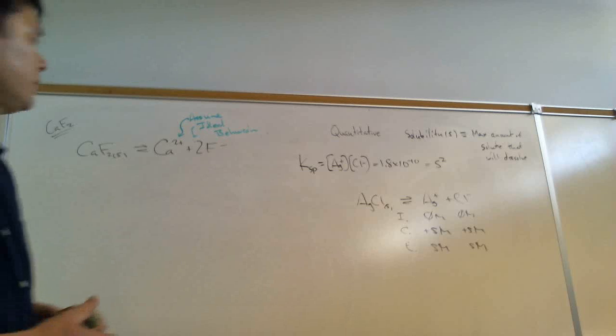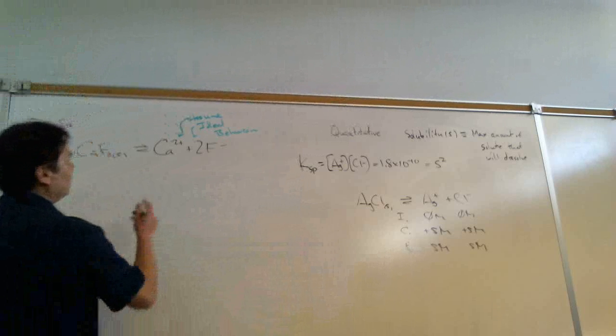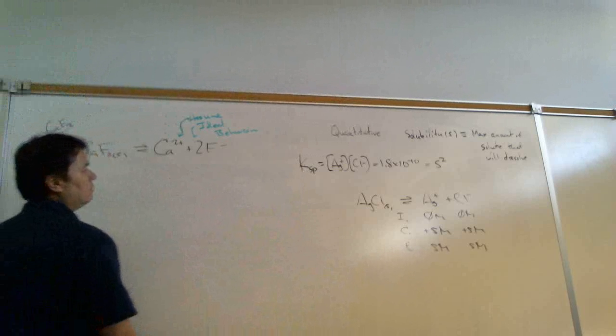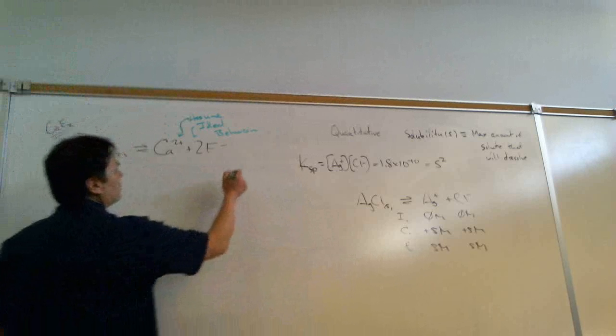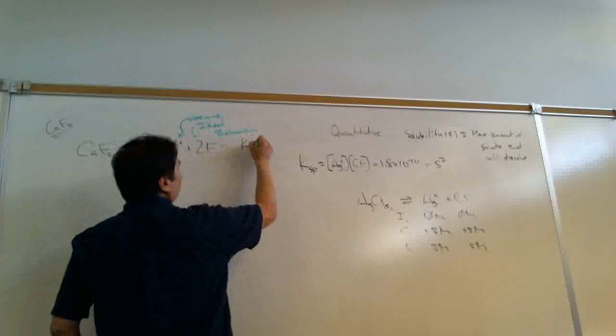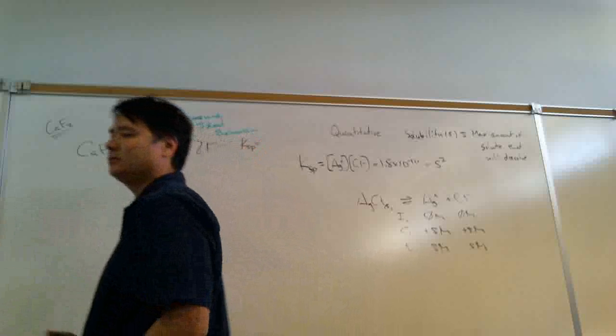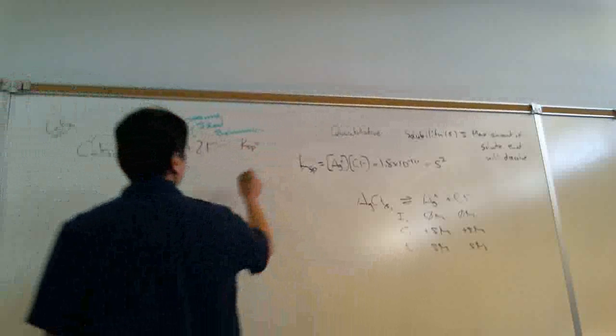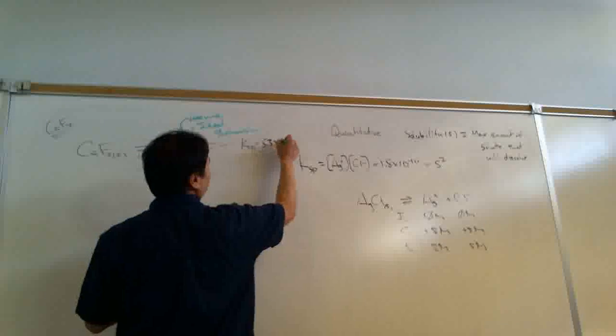Okay, so anyway, getting back to this, the KSP for this, actually, I've run out of room here. Let's write the KSP for this is 5.3 times 10 to the negative 9.